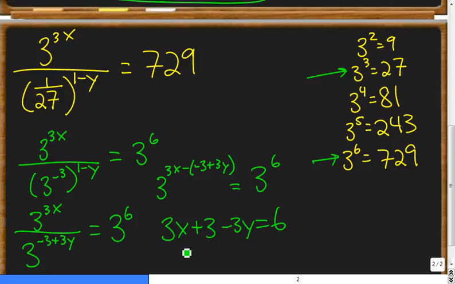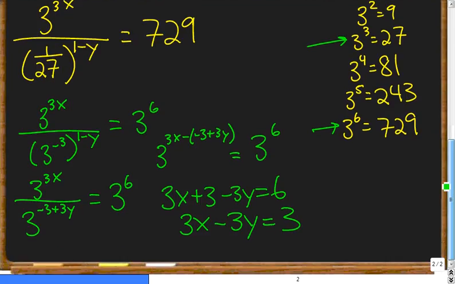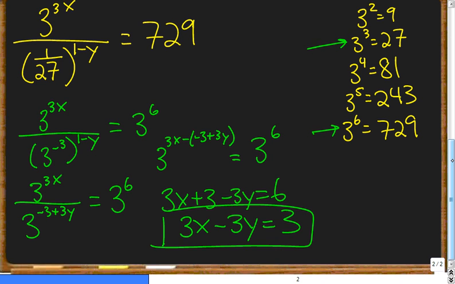And we can say, okay, well, this is 3x minus 3y. We move the 3 over. We subtract 3 from both sides. We're going to end up with equals 3. So this is our second equation. And lots of writing, and it's lots of problem solving, but now we have the two equations that we want.